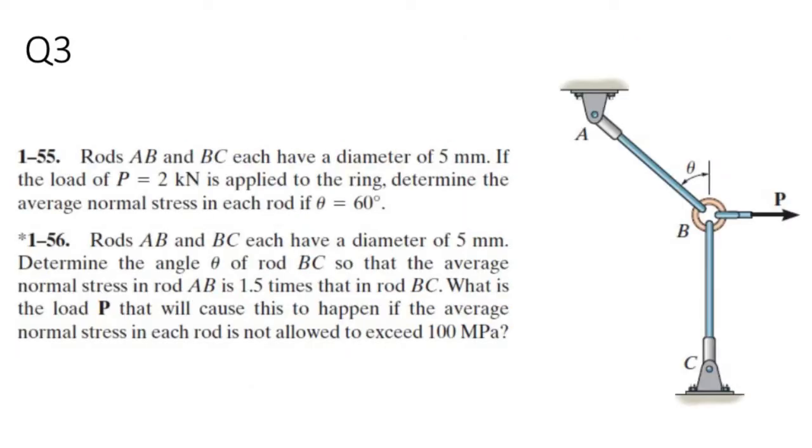Okay, we start with question 3. Here we can find all the information: rod AB and rod BC, the diameter is 5 mm, the load P is equal to 2 kN, and theta is 60 degrees. We need to find the average normal stress in each rod, so actually we need to find the normal stress of rod AB and rod BC.